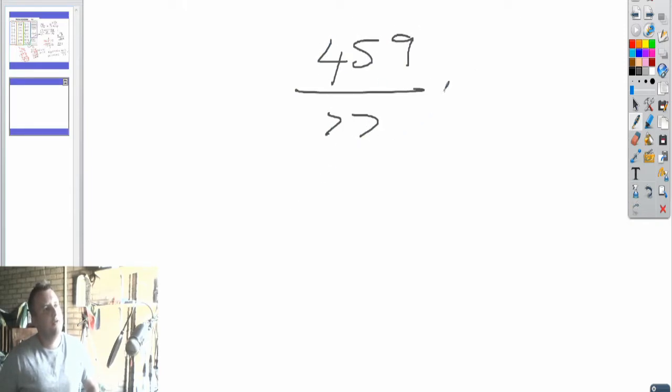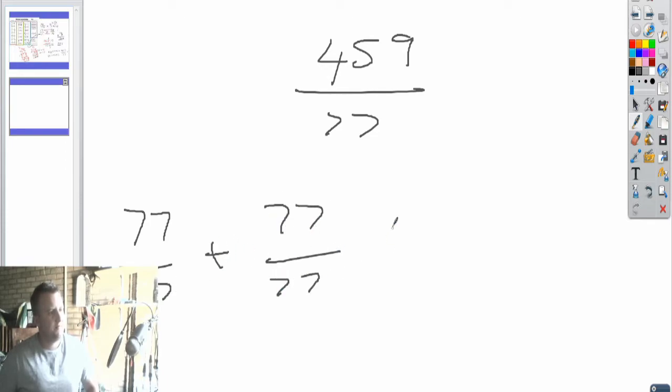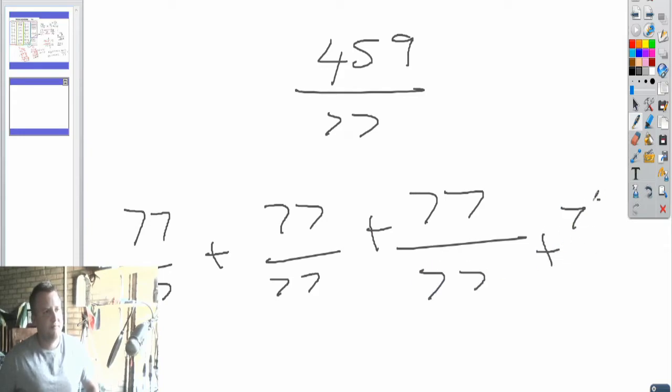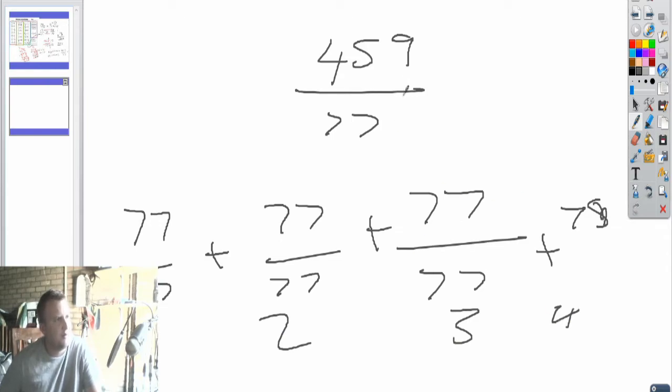If you want to go further, you want to turn it into a mixed number. So what you want to say is, how many 77 over 77s are there? I would just go trial and error here, and guess how many there are. Remember that equals 1, that equals 2, that equals 3 if you add them up. I'm going to guess that that's about 5.